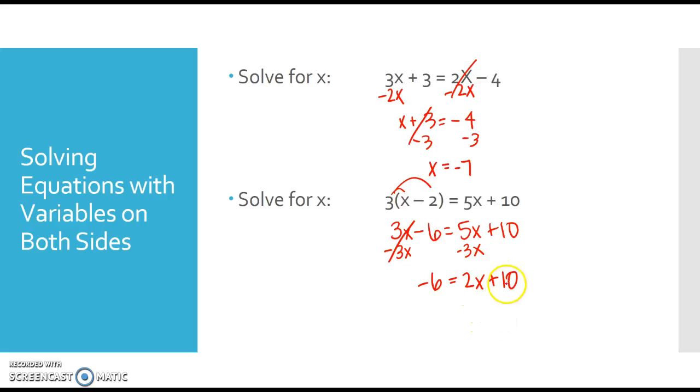Now I have 2x plus 10, but I have to get rid of the 2 and the 10. I'm going to start farther away and get rid of the 10. So I'm going to subtract 10. Negative 6 minus 10 is negative 16. 2 times x, the opposite of multiplying is dividing. So then x equals negative 8. Remember, you can always check your work by taking the x that you got and plugging it back in. You're going to plug it in and you're going to have a true statement.